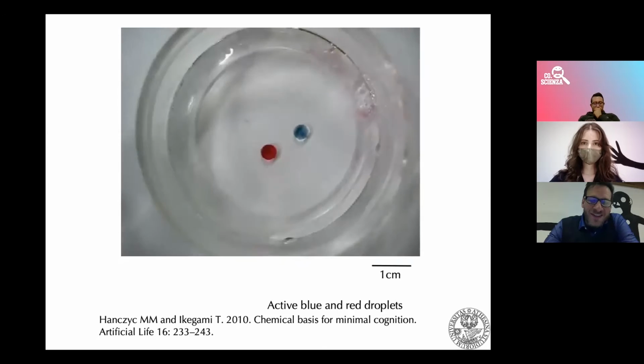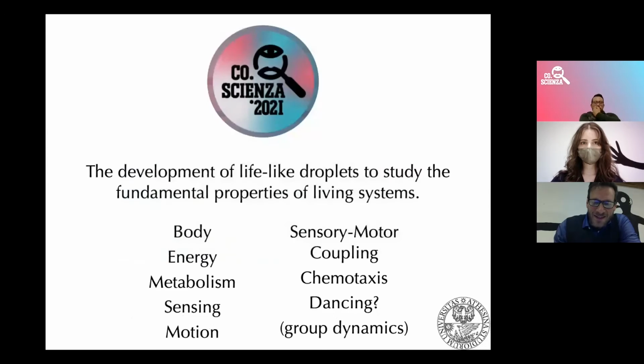that when you increase the number of droplets from one to more than one, things get very interesting. So can we, for example, put dancing in our list of fundamental properties? I'm not sure about dancing, but at least group dynamics we can put in there as another interesting property of these systems that we're exploring. Okay.